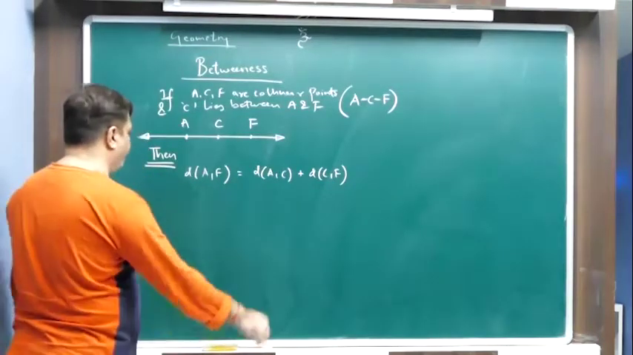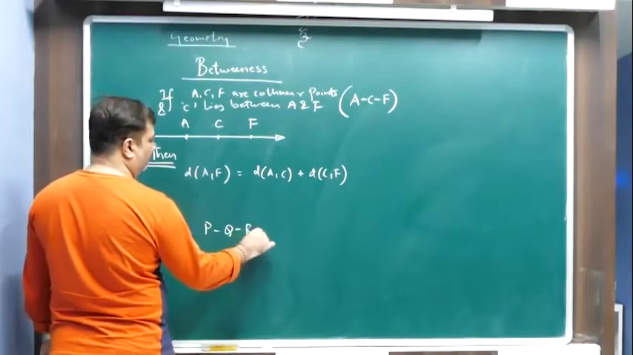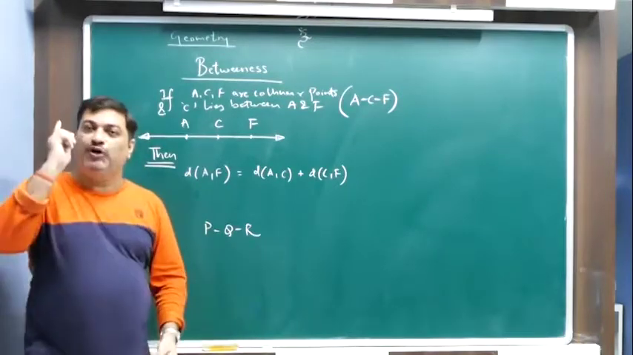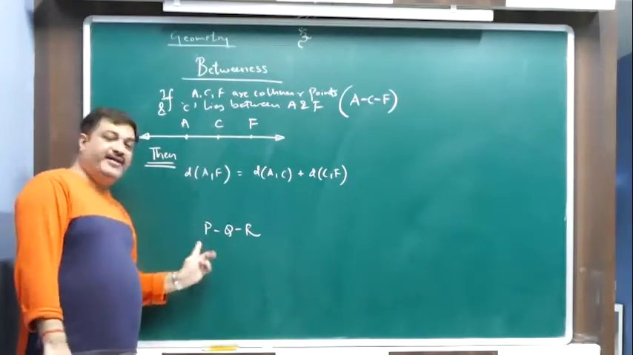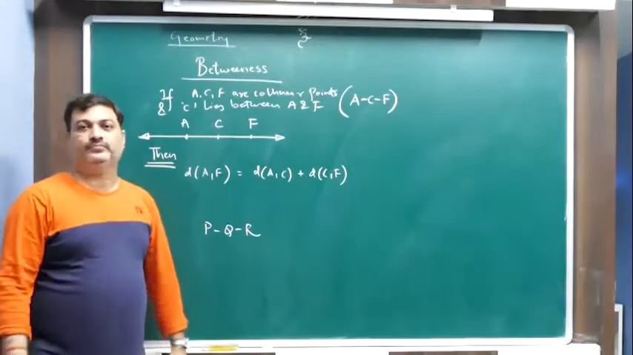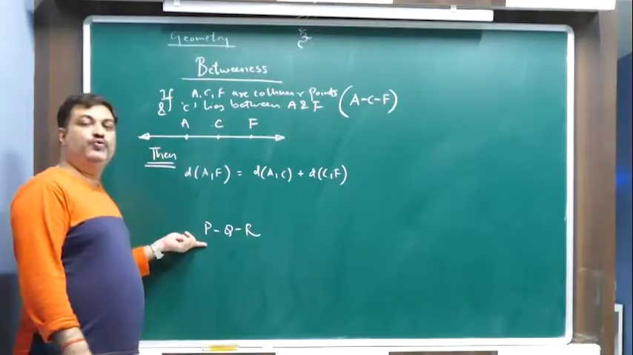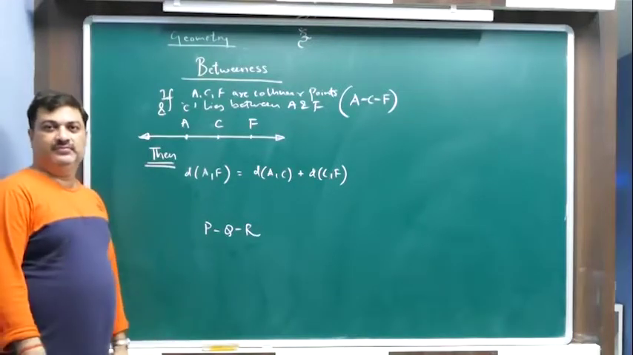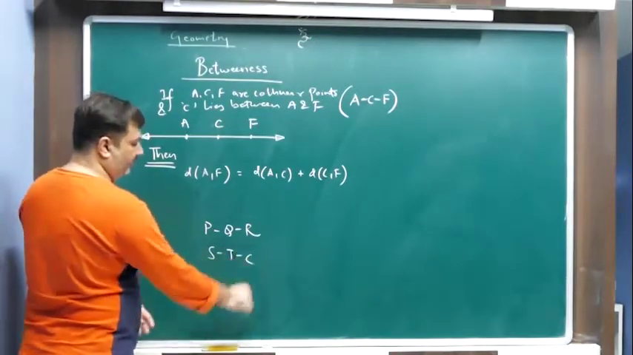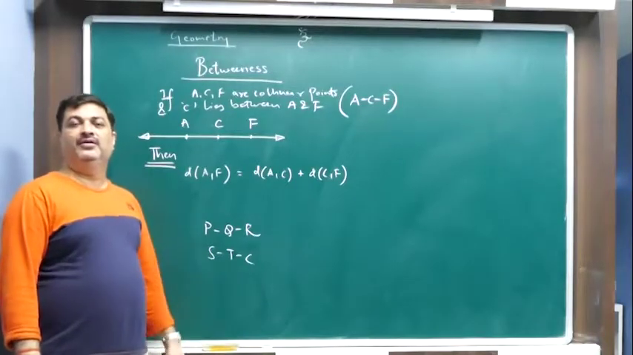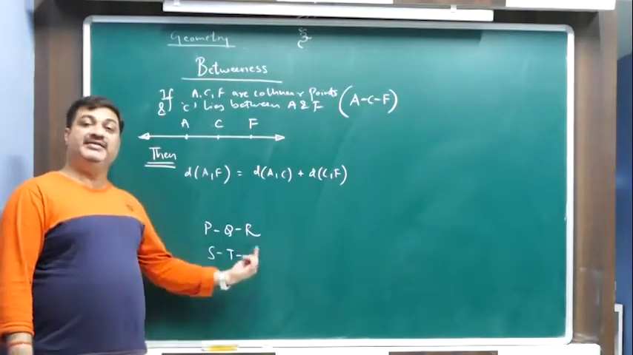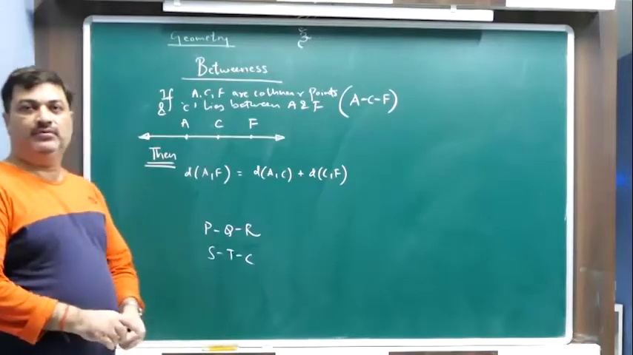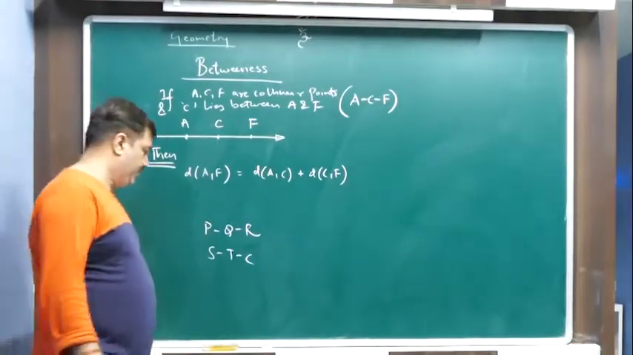So for example, if I am telling you P-Q-R, what does this mean? This means points P, Q, R are collinear, statement number 1, and Q lies between P and R, statement number 2. Okay, so P-Q-R means P, Q, R are collinear points and Q lies between P and R. Similarly, if I say S-T-C, what will this mean? S, T, C are collinear points and T lies between S and C. Alright? Fine.